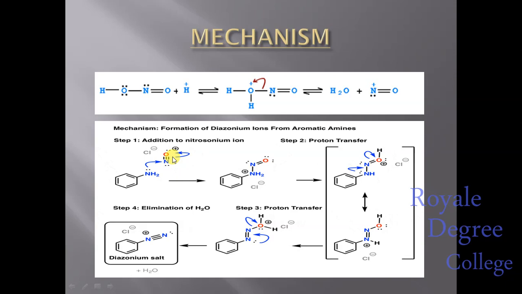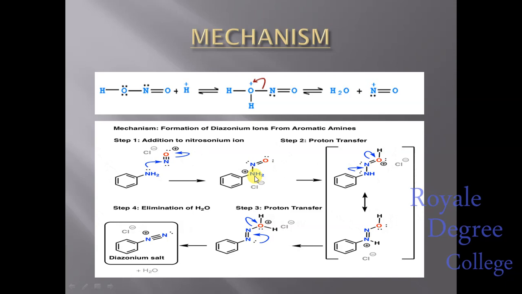How are we getting it? Here in step 1, what we are doing is addition of nitrosonium ion to the aniline. Nitrosonium ion is being added to the aniline. We are taking aniline, benzene ring, NH2, and on nitrogen a lone pair of electrons will be there. Now that lone pair of electrons is forming a bond with the nitrogen of the nitrosonium ion. Like this we are representing.